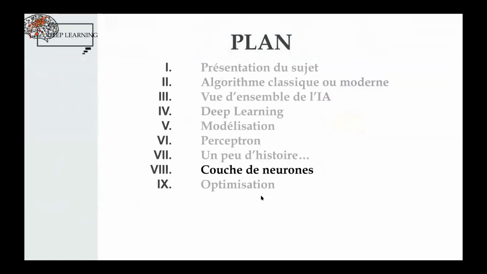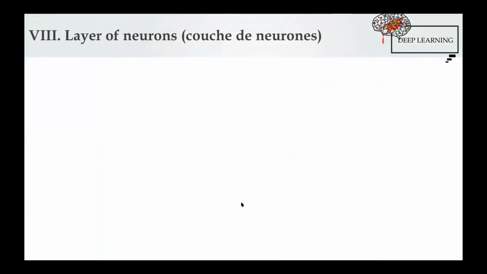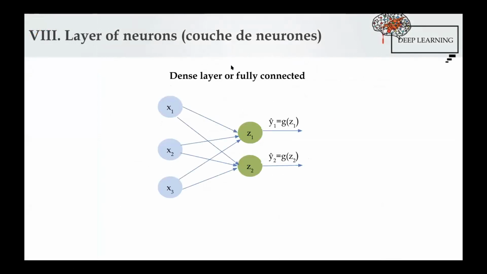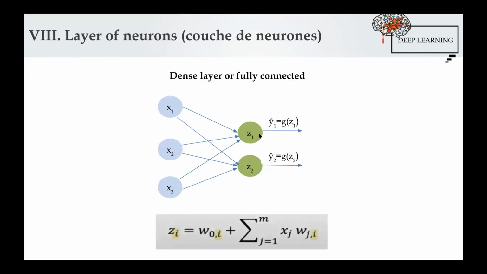Maintenant, on va parler un peu des couches de neurones. C'est quoi une couche de neurones ? C'est un agencement de neurones dont les neurones ne sont pas interconnectés entre eux. Dans une couche de neurones, les neurones ne sont pas interconnectés et chaque neurone a des entrées. On va les prendre un à un, comme des perceptrons. Z1, c'est un perceptron avec ses entrées. Z2, c'est un perceptron. On va faire les calculs comme on les faisait avec les perceptrons.